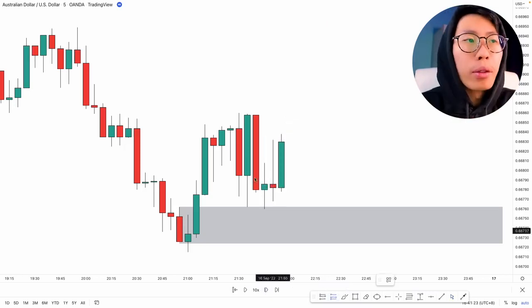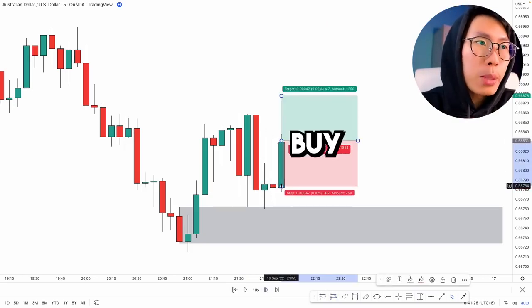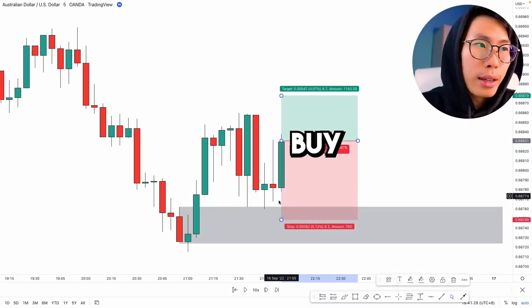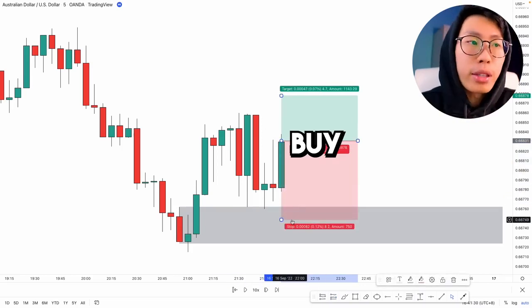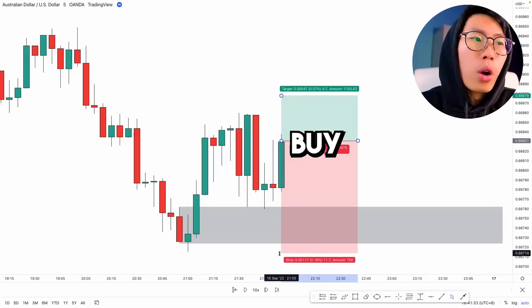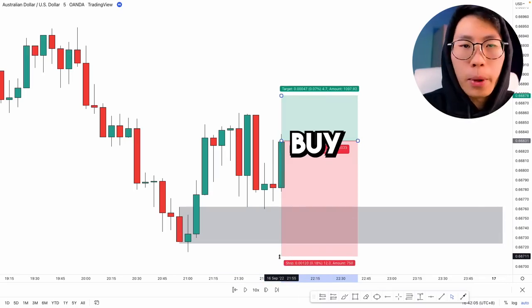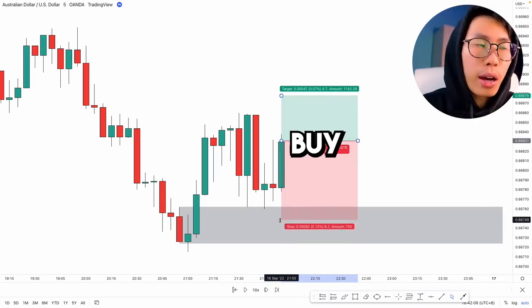So this is where I will enter for a buy position right here. Place my stop loss below this last higher low, or if you want to play it safe, you can always place it below the demand zone. For this example, I'll just place my stop loss below the last higher low right here.